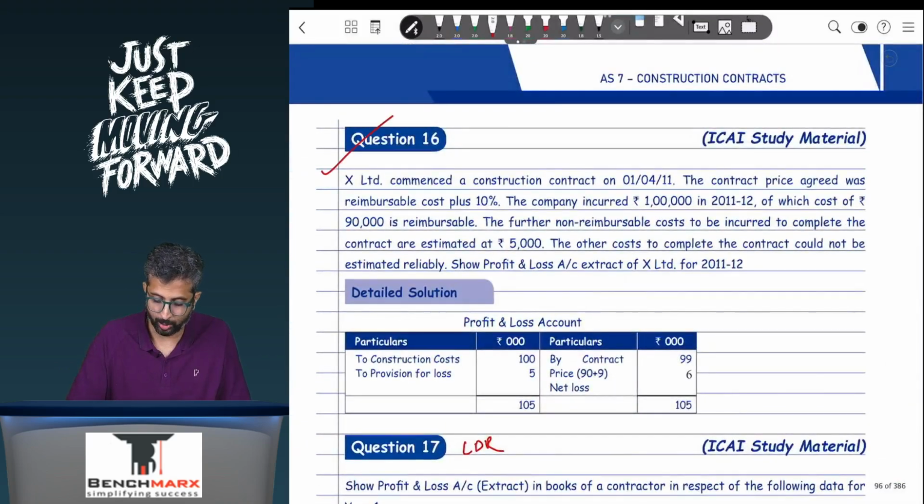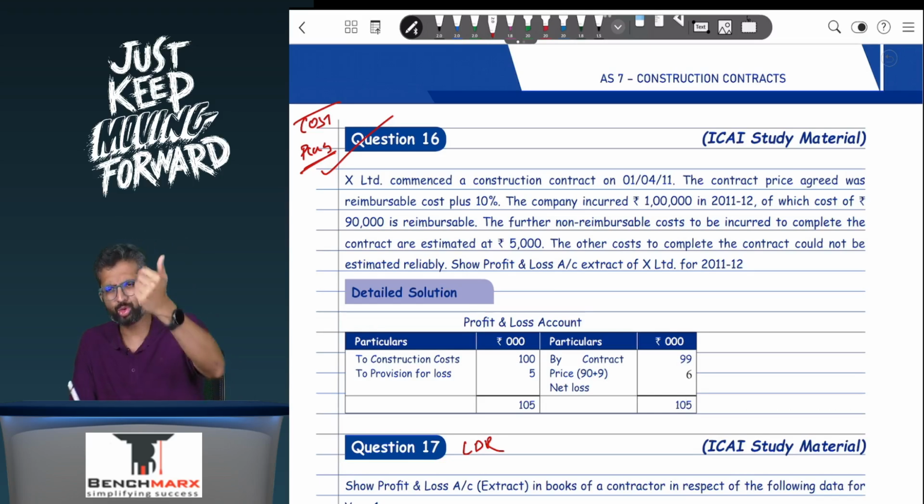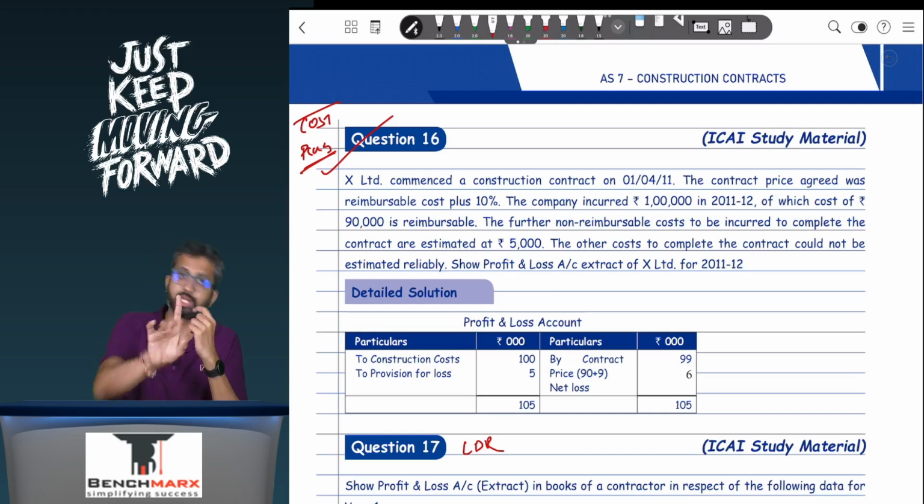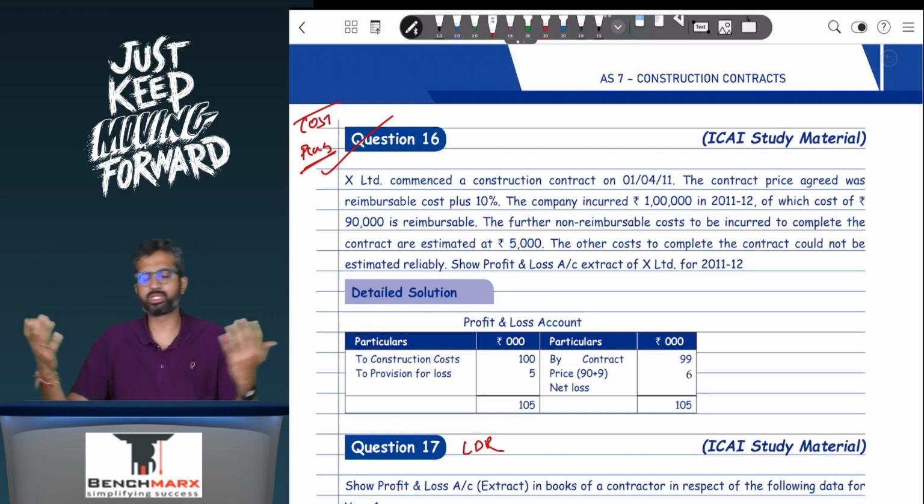Okay, then you have question number 16. This is the only question that you will study where you have a cost plus contract. Usually every contract is a fixed contract. In this case, the contract over here is a cost plus contract. So in a cost plus contract, your revenue, you really don't have to bother about the stage of completion, because whatever is the cost incurred which is agreed to be reimbursed plus the profit margin will be your revenue.